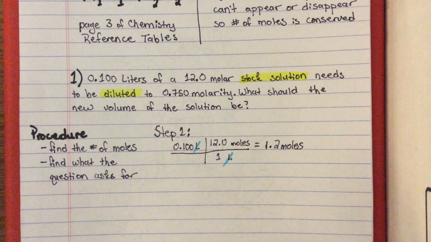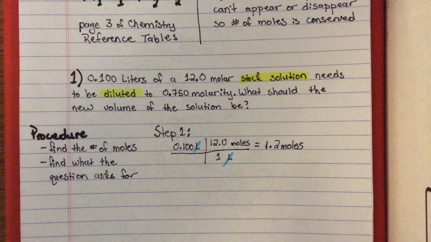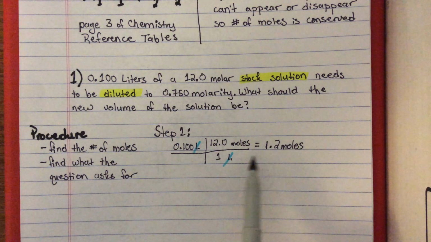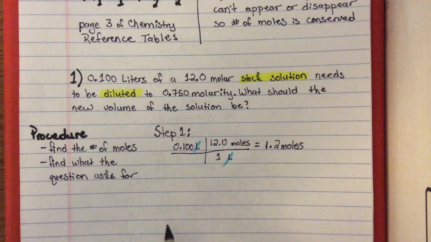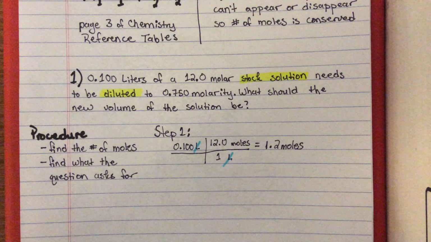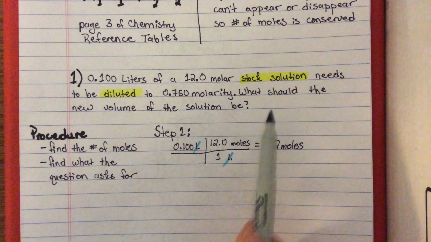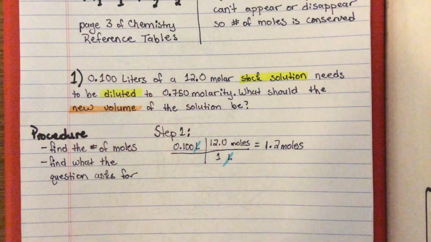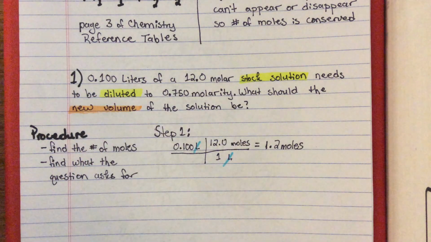I'm not going to worry about rounding right now. We round right at the very end before we report our final answer, and this is just step 1 of 2. So now that I know the number of moles, I can then calculate what the question is looking for. And in this step, they are asking what should the new volume of the solution be?